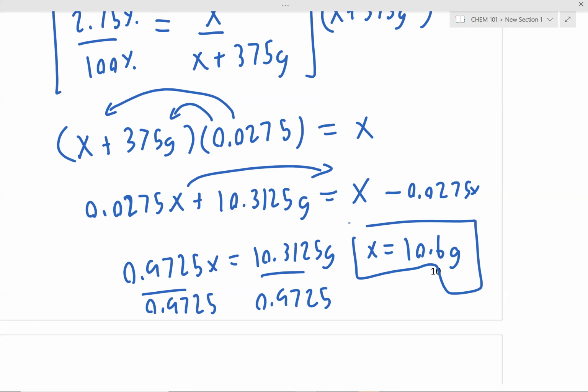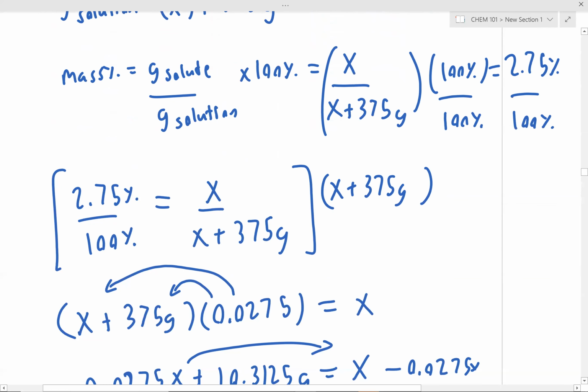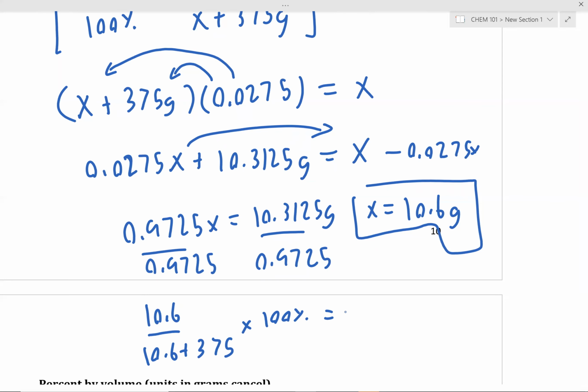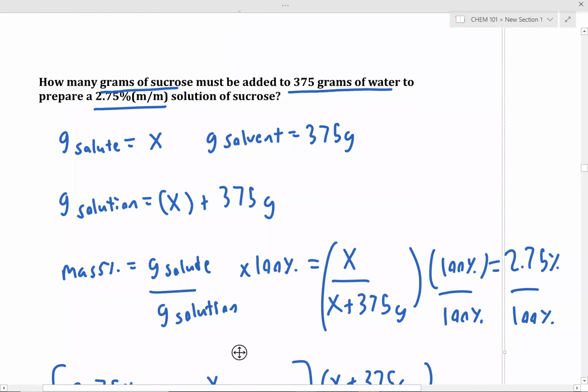And we can actually check our work for this answer by plugging it into the top expression. So if we plug in 10.6 over 10.6 plus 375 times 100%, let's see what we get. We get a nice clean number of 2.75%, which matches our reported value. Does that make sense on how you can check your work?